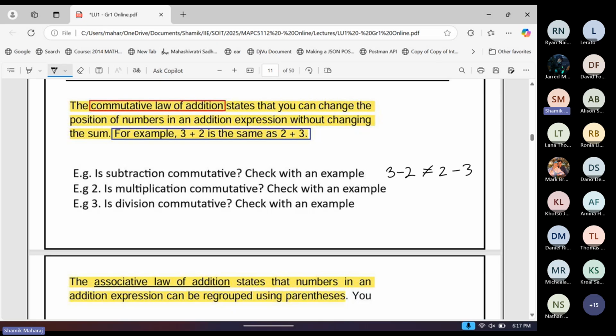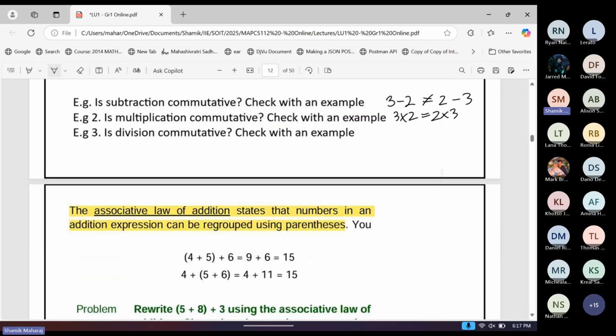Is multiplication commutative? Yes, it is. Check with an example. Sure. 3 times 2 is the same as 2 times 3. If anyone disagrees with anything I say, just stop me. Unmute if you want to, whatever. Is division commutative? Check with an example. I think it's fair to say no, it's not commutative. I'll leave that to you guys to check out.